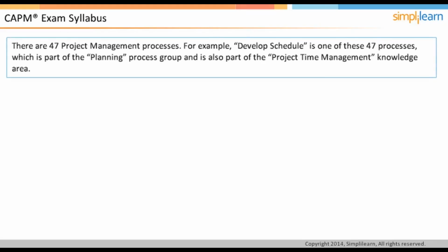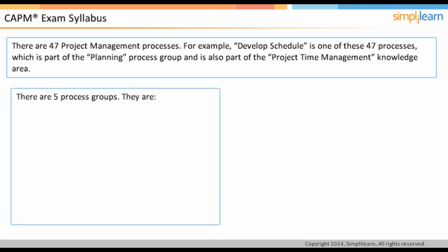There are 5 process groups, 10 knowledge areas, and 47 project management processes. To understand the syllabus, you need to understand the following terms: process groups, knowledge areas, and processes. Let us first discuss process group. The project management discipline is divided into 5 broad process groups. When a new project starts, it is first in the project initiation phase, moving to planning phase, then to execution, followed by monitoring and controlling, and finally, it is closed.